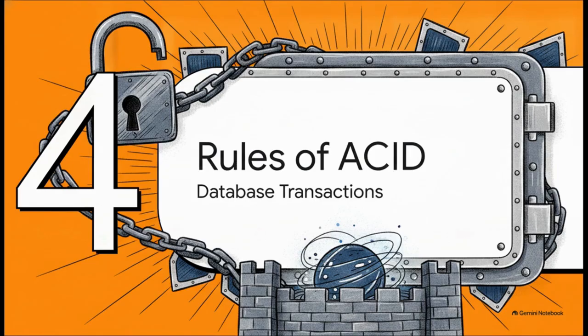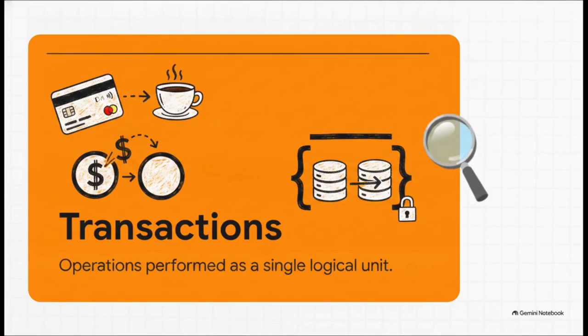We are now officially securing the vault to make sure our data is actually reliable. But before we dive into the ACID acronym itself, we kind of have to understand what it's actually protecting, right? And that would be transactions. A transaction is a sequence of operations performed as a single logical unit of work.